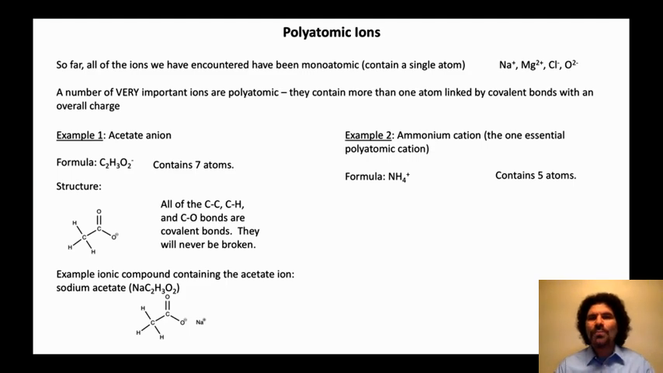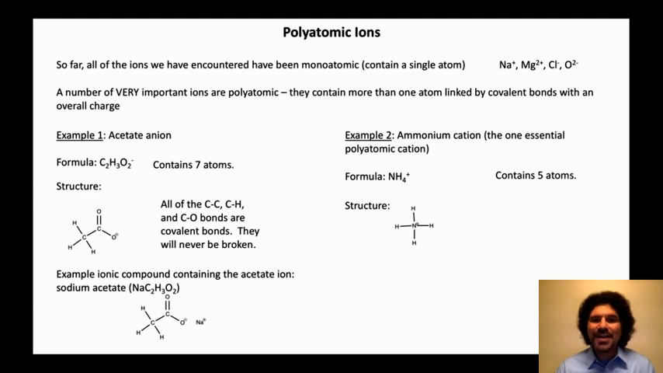Okay, the other example I want to introduce to you right off the bat is the ammonium cation. So of all of the essential polyatomic ions that you absolutely must memorize, this is the only one that's a cation. The other 7 are all anions. And the ammonium cation has the formula NH4+. So with a nitrogen and 4 hydrogens, it contains 5 atoms. And its structure is this. The nitrogen is simply covalently bonded to the 4 hydrogens, and there is a positive charge on the central nitrogen.